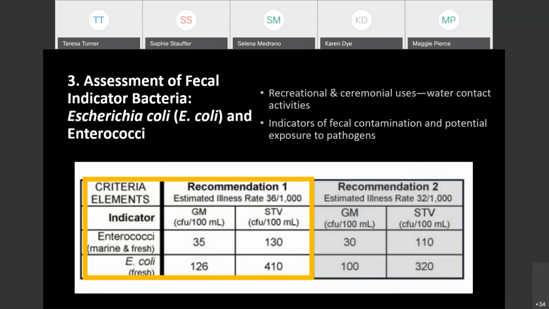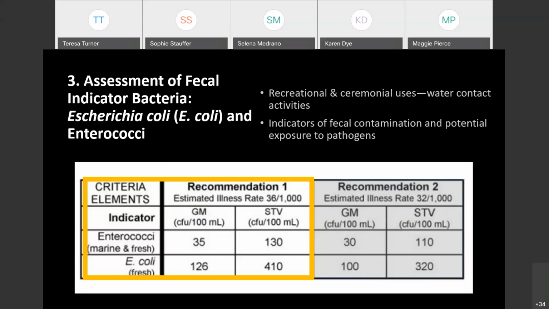So third here, we'll be talking about assessment of fecal indicator bacteria. Nowadays, it's mostly E. coli or enterococci, but you may also see fecal coliforms out there. These criteria, unlike a lot of the other criteria we've been talking about, are really designed to protect human health. They're often applied to recreational or ceremonial and traditional type uses, any sorts of uses where humans may be immersing and have the potential to ingest water.